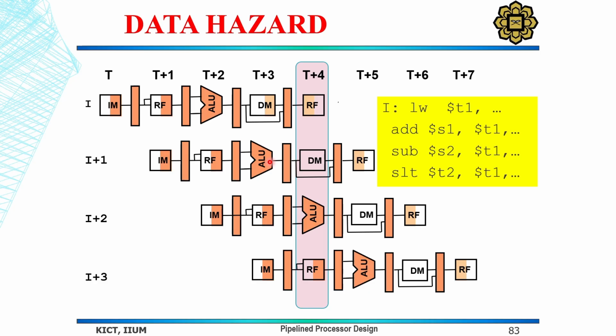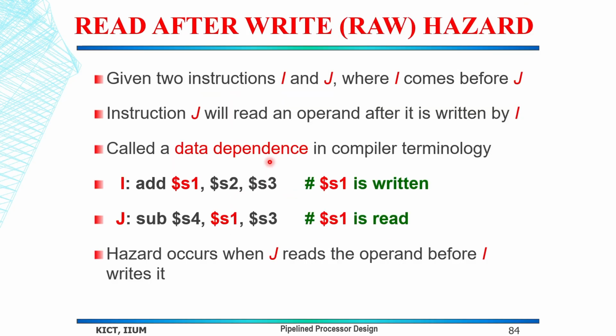Okay, so we have read after write hazard. Read after write, or RAW, is a part of the data hazards given to instructions I and J, where I comes before J. Let's say I is add $S1, $S2, $S3. So we need to remember how the instruction works: $S2 plus $S3, and the result is written into $S1. So $S1 is written.